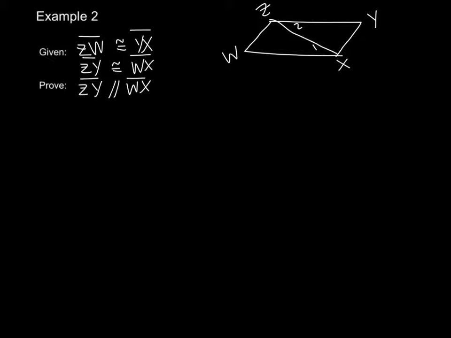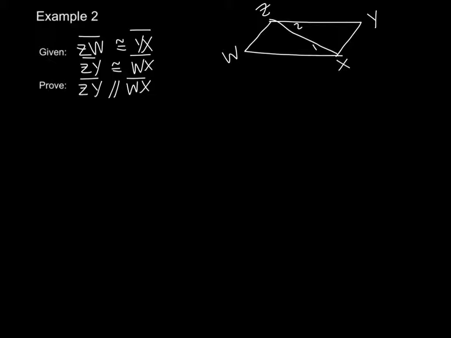Why don't you take a minute and think about how you would prove this? If you're given that ZW is congruent to YX and ZY is congruent to WX, tell me how you could prove that ZY is parallel to WX. So take a moment, pause the video, and see if you can figure it out.